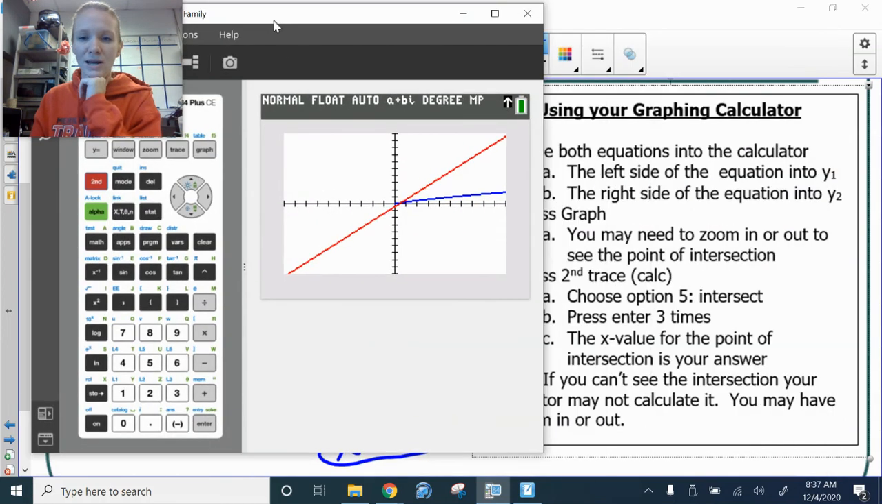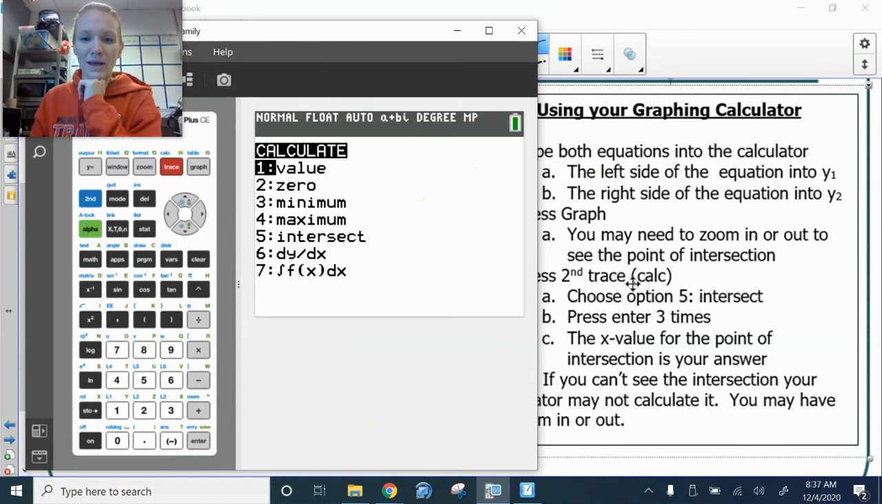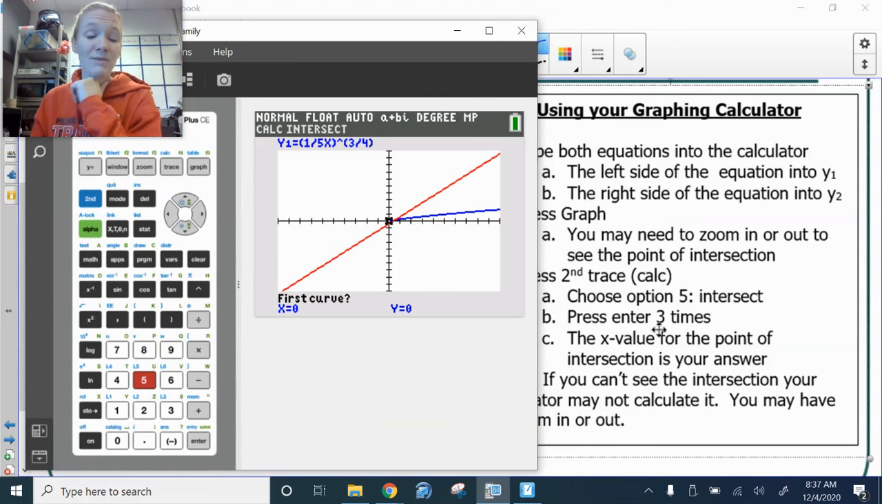It says it right here: second trace has the word calc right above it. And we're going to choose option 5. We want to know where the lines intersect. So I'm going to choose option 5, and then basically you just have to press enter. You have to make sure that an equation comes up and that you have an x and a y value. For the most part, you will. Because this is a colored screen, it shows you the two different colors. The blue line, we had some numbers. The red line, we've got some numbers. You can guess. You don't really have to. I'm just going to hit enter. And there it is. There's my intersection.